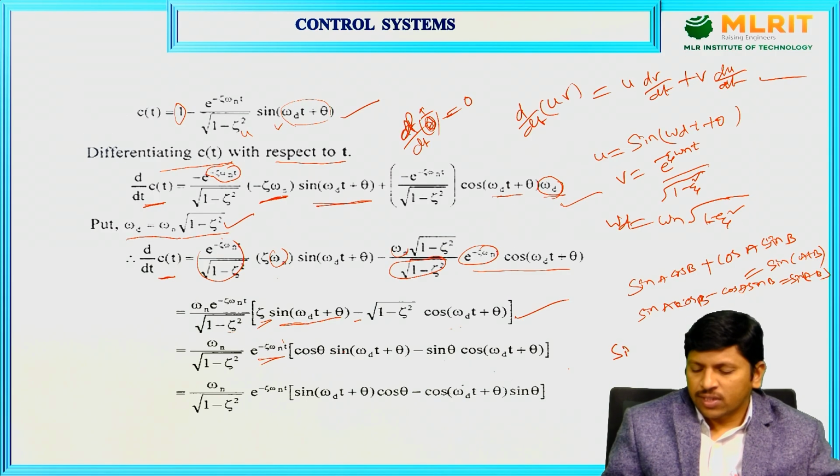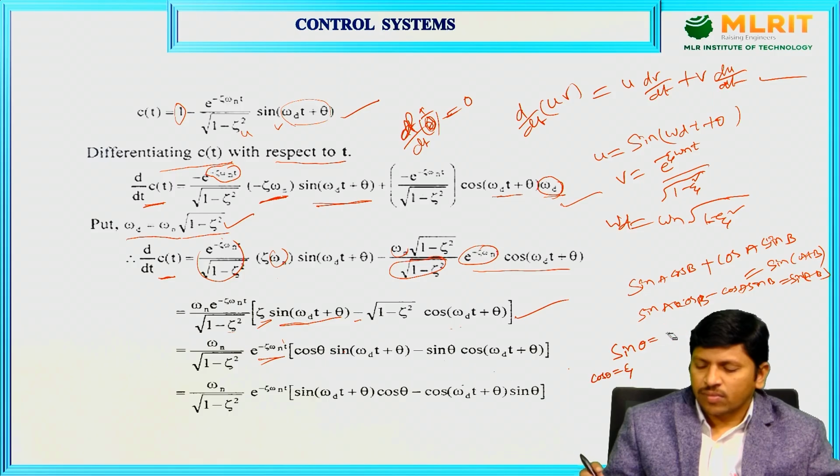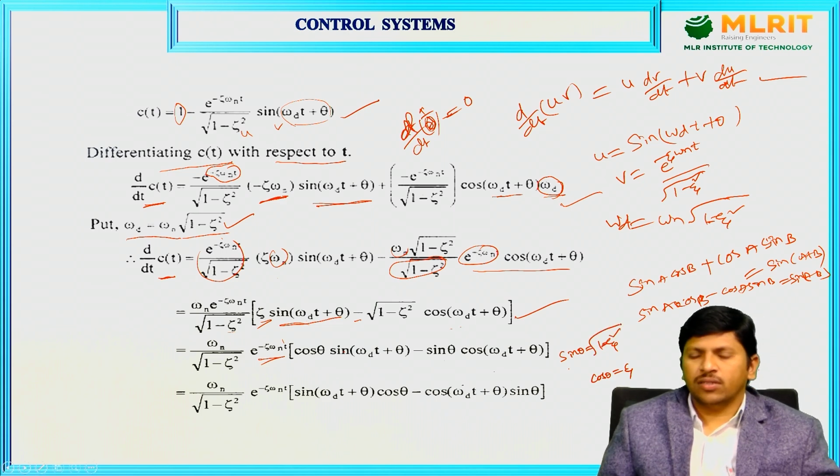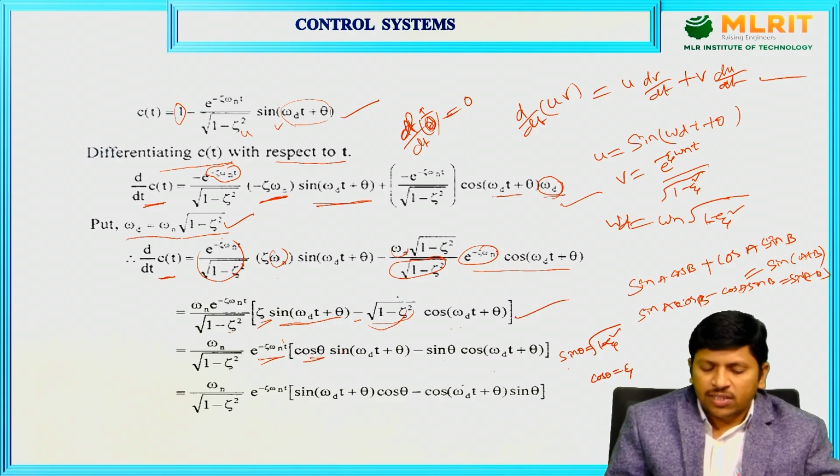See, observe, sin theta equals what? Sin theta equals under root 1 minus zeta square, and cos theta equals zeta. In place of that, you should write sin theta as under root 1 minus zeta square, and substitute. Here zeta is nothing but cos theta. So under root 1 minus zeta square is sin theta, just write it.